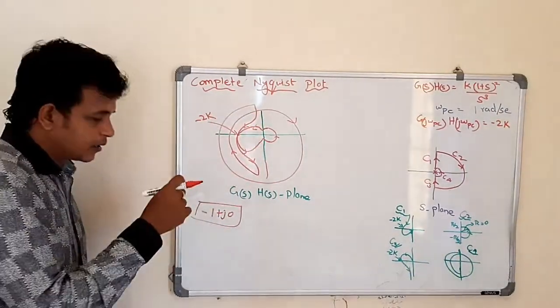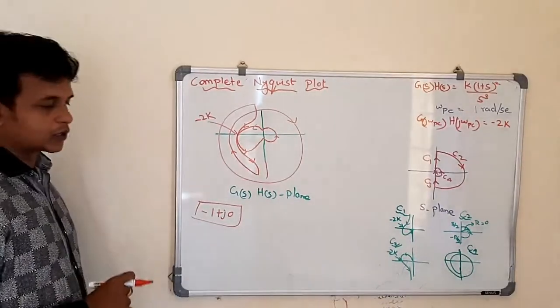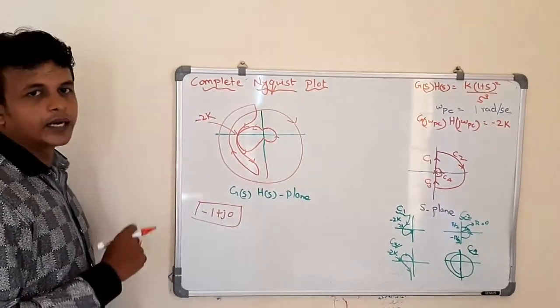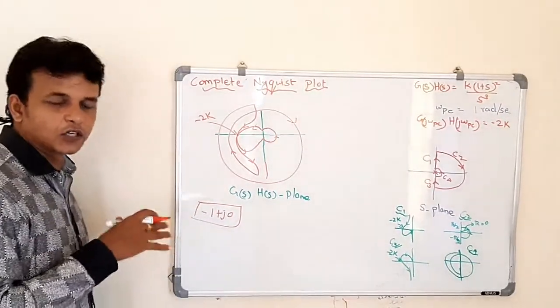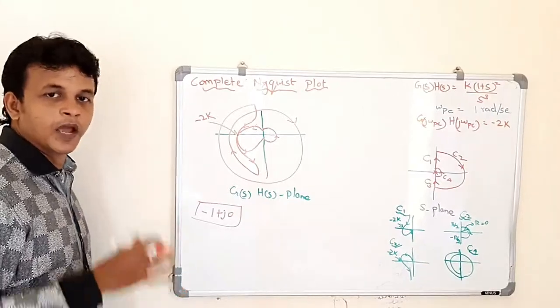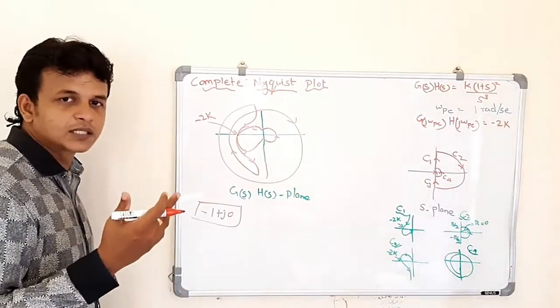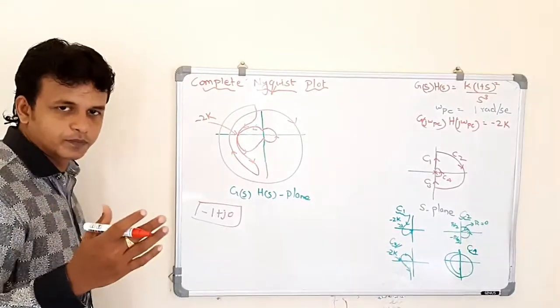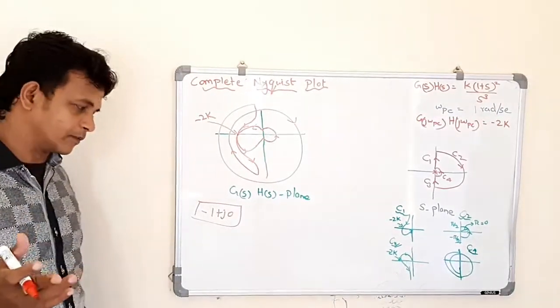Okay, so how many encirclements are there for this point? And are the encirclements in the clockwise or anti-clockwise direction? If it is in the clockwise direction, then the system is unstable. The number of encirclements in the clockwise direction indicates the number of right-hand poles in the S plane. So with that we can determine the stability of the system.